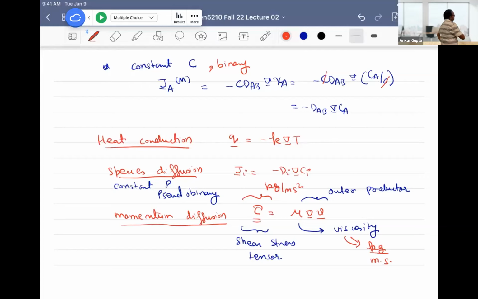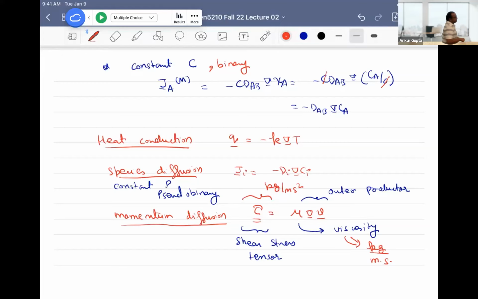So the question now is, these are the three main transport mechanisms we will discuss in this course: heat, mass, and momentum. One thing that does come up, and this is still chapter 1 of the book, is how do we compare these three different transport processes?